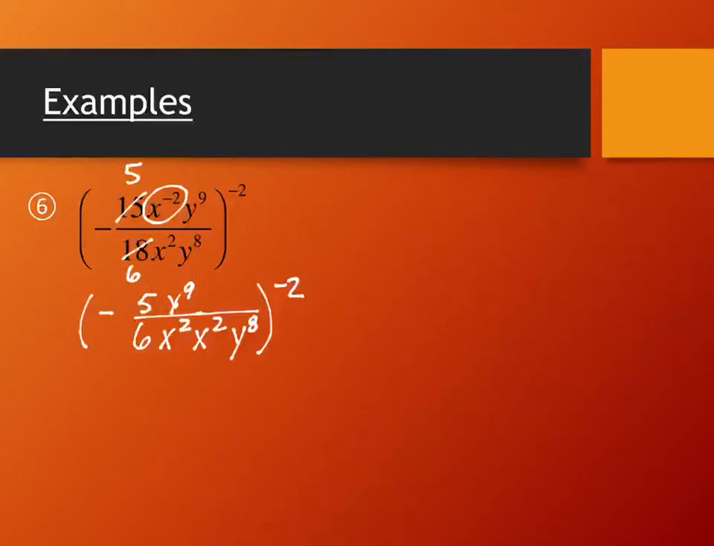I'm going to combine the values that have like bases now. For example, the x to the negative 2 that's on bottom is now x to the 4th. The y to the 9th on top with a y to the 8th on bottom: 9 minus 8 is 1. So I actually just have y to the 1, or y, on top. I think I will just write the 1 right now just to remind us that it's there.